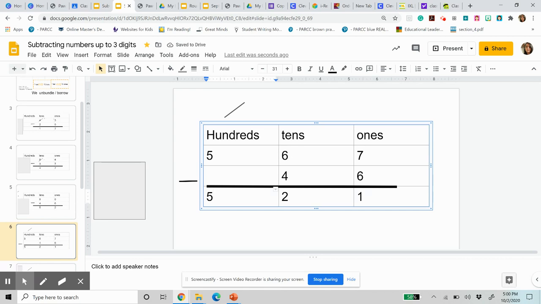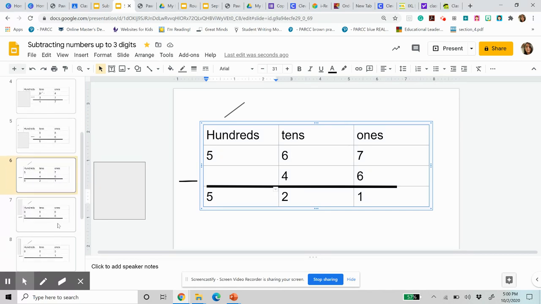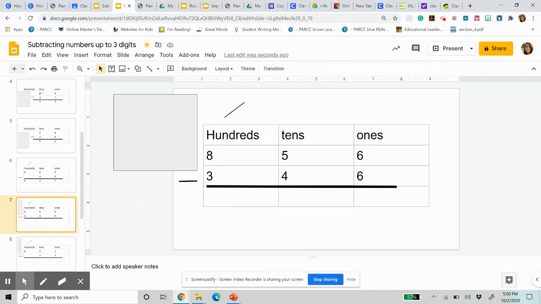Again, people with the chalkboard and paper, 521 plus 46 should give you this answer. That's how you check your work. All right, let's look at number 7.